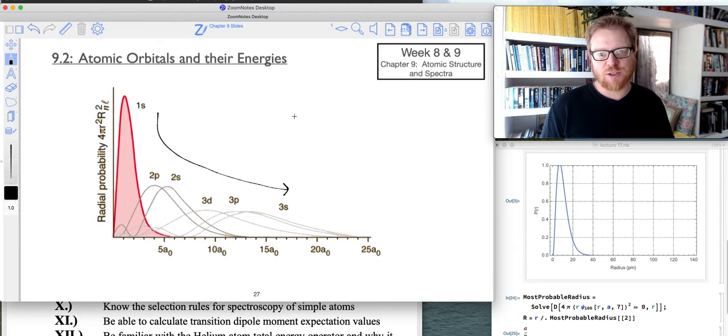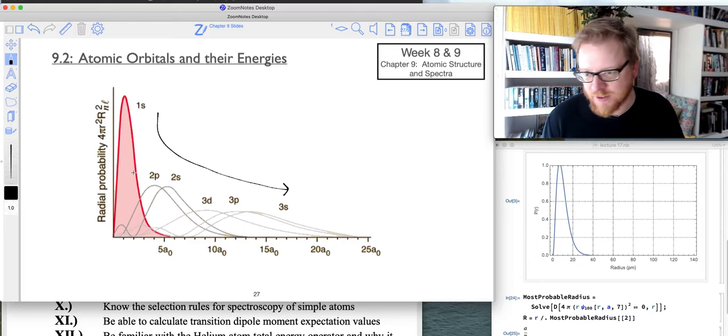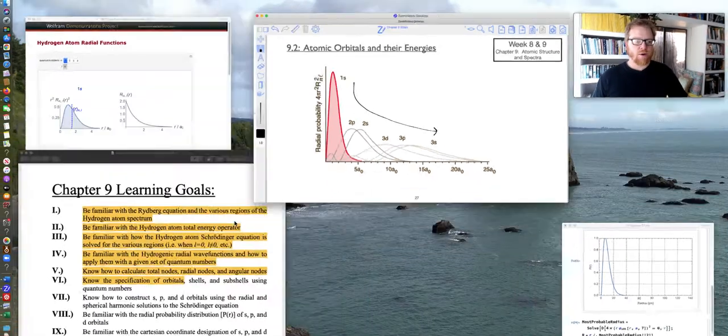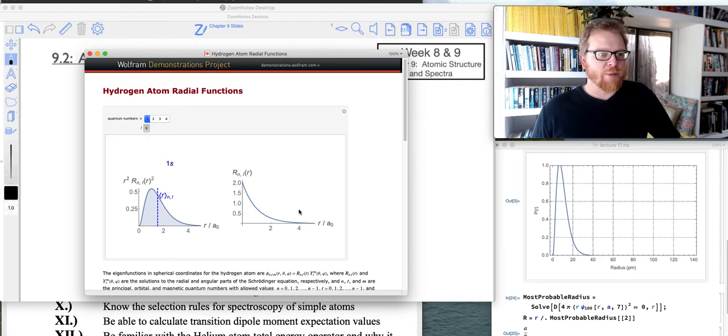And this is where we're going next: for the one electron atoms, or excuse me, what happens when we now have multi-electron atoms? What happens to this model? I also have a cool little Mathematica file I downloaded from the internet. It's called the Wolfram Demonstration Project. So this is really cool.